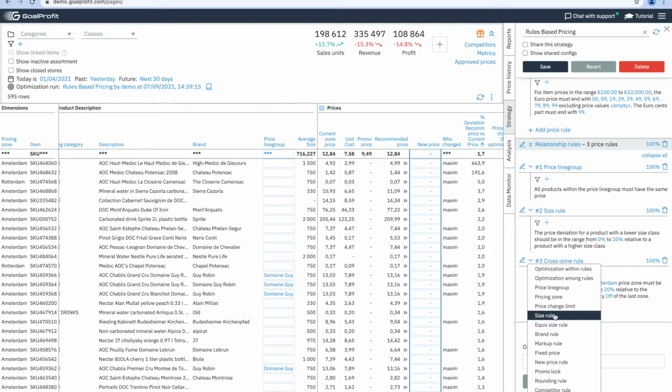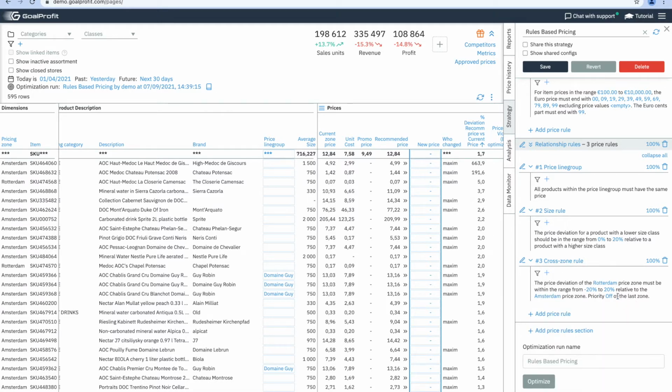I think more or less it's all here. We can imagine more price relationship rules, but for demonstration, I think it could be enough.